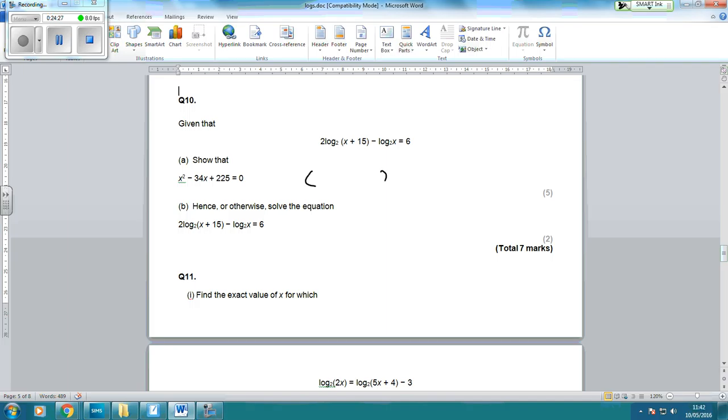So if we factorize that, we're going to have an x and an x. Now 225, I know that 25 goes in there. So 25 goes in there 9 times. And 25 and 9 makes 34, so they're both going to be negative. So x equals 9 and x equals 25 because it says solve. So therefore you've got to write down the solutions as well.